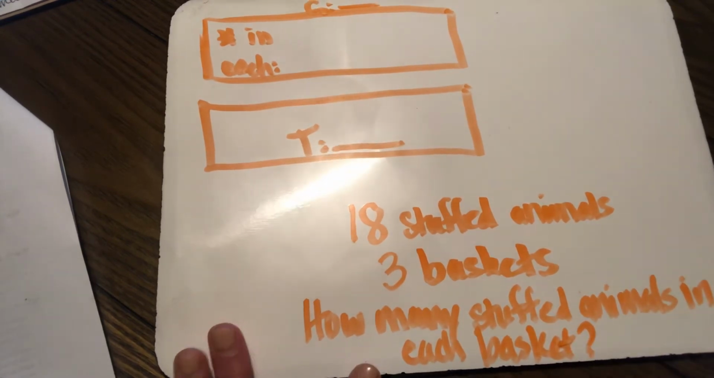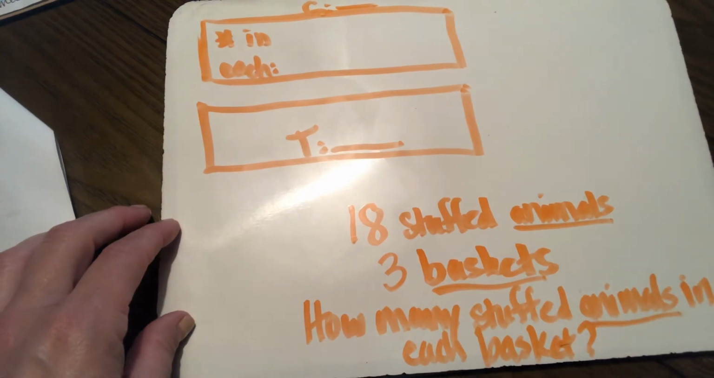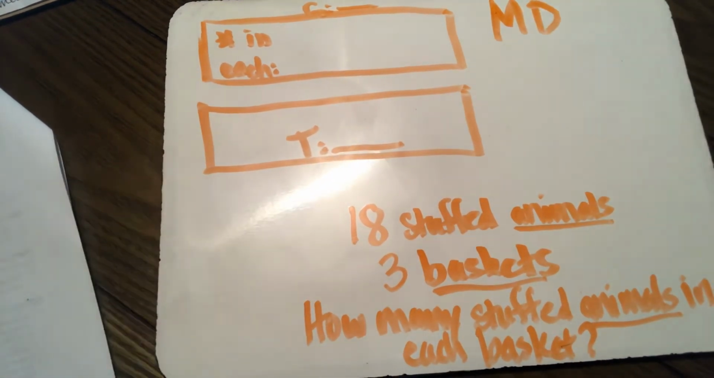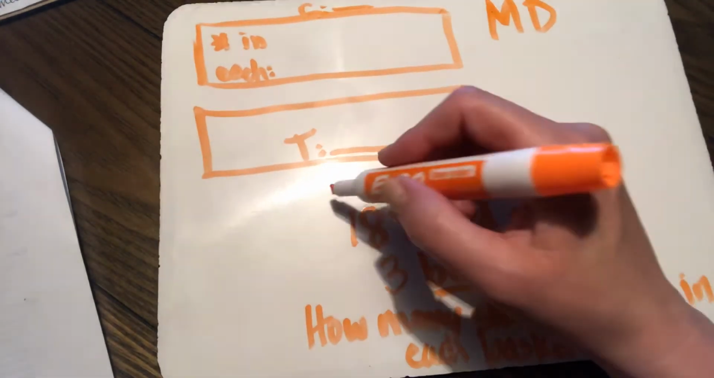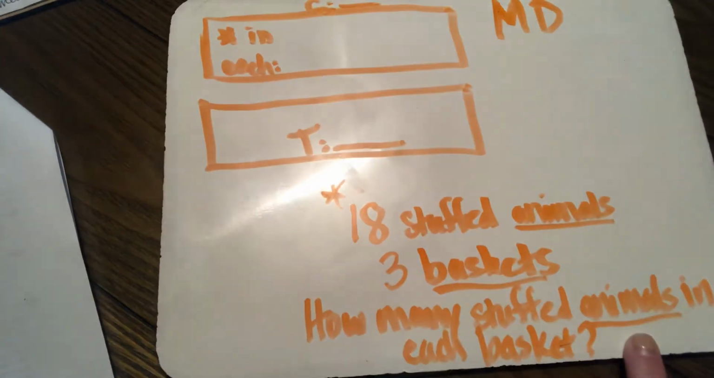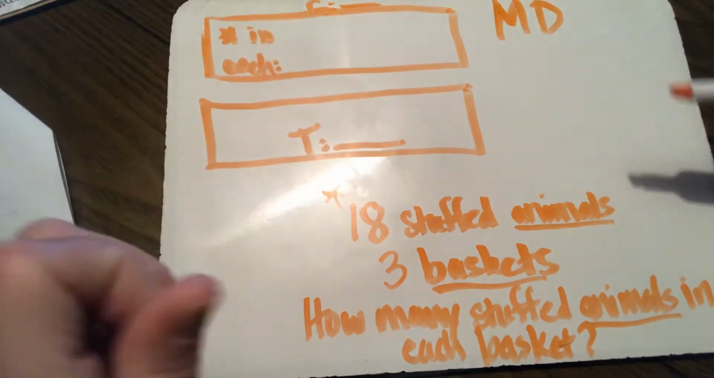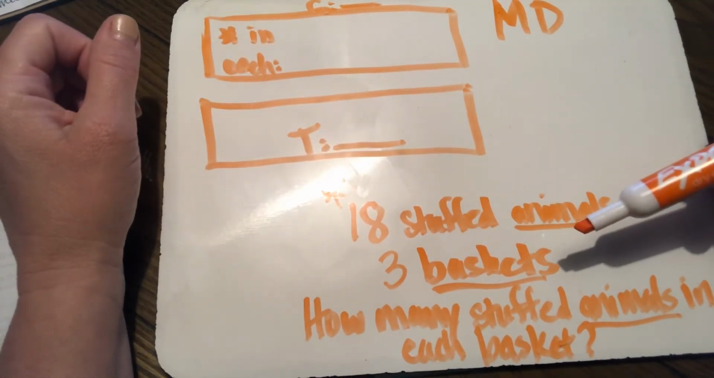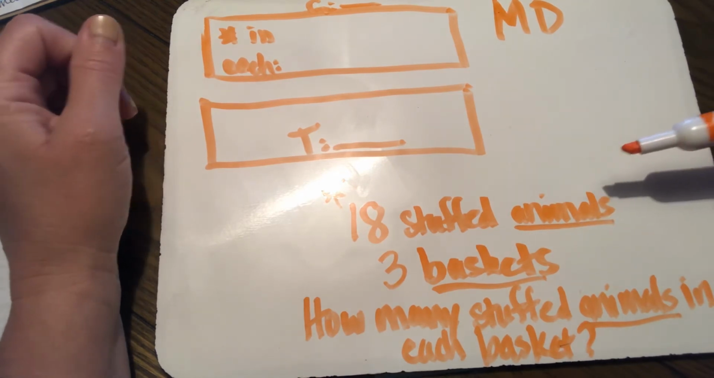All right, I've got animals and baskets, and I'm looking for animals. My labels do not match, so this is an equal groups problem. And my question's asking about stuffed animals, so I'm going to star the stuffed animals in my story, and I'm going to think about that. If there were 18 stuffed animals in the library, and I had to put them equally into 3 baskets, am I going to have more than 18 animals in each basket, or less?